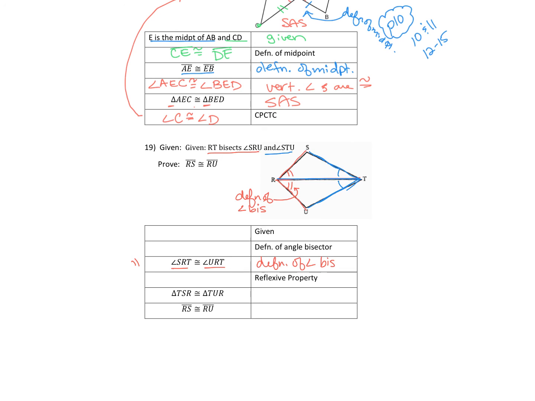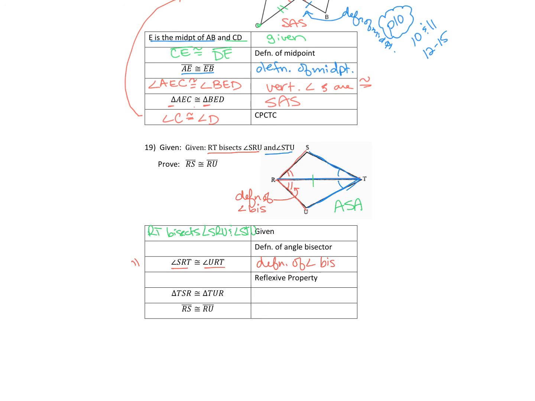Step 2, I have to mark what I know, and I know my reflexive side. So now I'm ready to determine step 3, why are these 2 triangles congruent? That's angle, side, angle. And now I'm ready to write this up. So step 1 is always my given. So let's write my RT bisects angle SRU and STU.